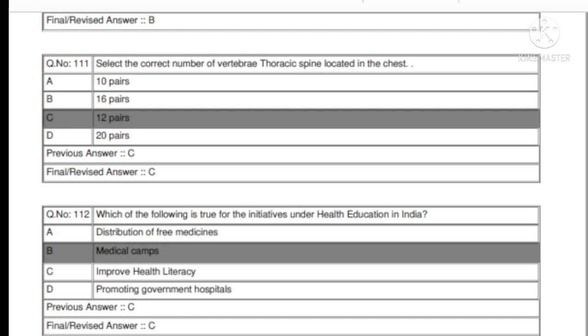As far as the vertebrae is concerned, vertebrae is divided into cervical, thoracic, lumbar and sacrum. And cervical spine consists of 7 vertebrae, it is most flexible. In thoracic spine there are 12 vertebrae. Lumbar spine there are 5 vertebrae. Sacrum there are 5 fused vertebrae. And in coccygeal there are 4.